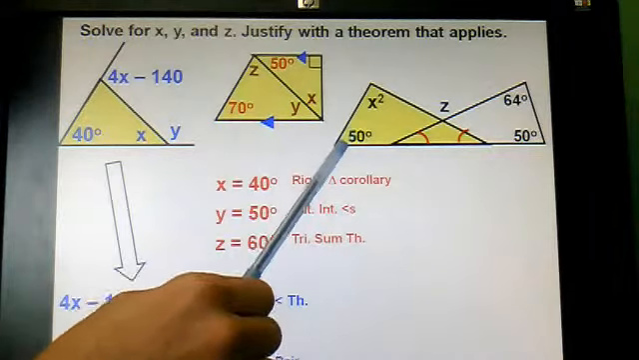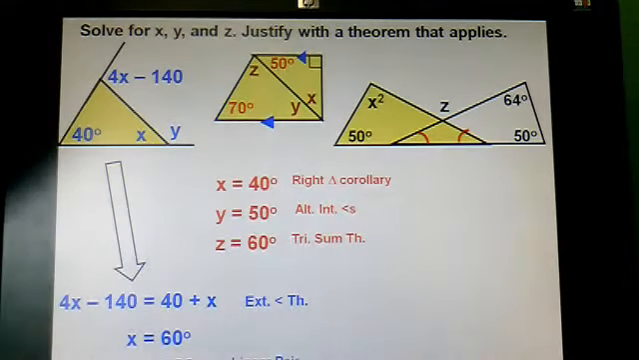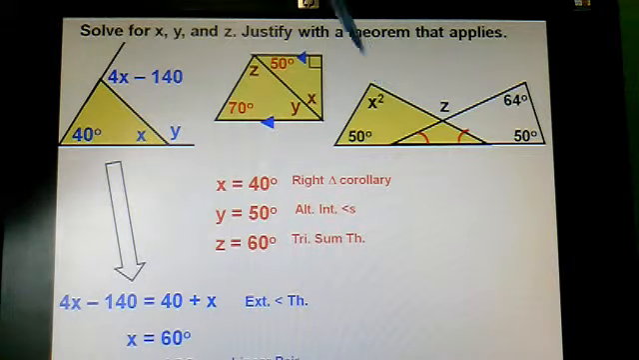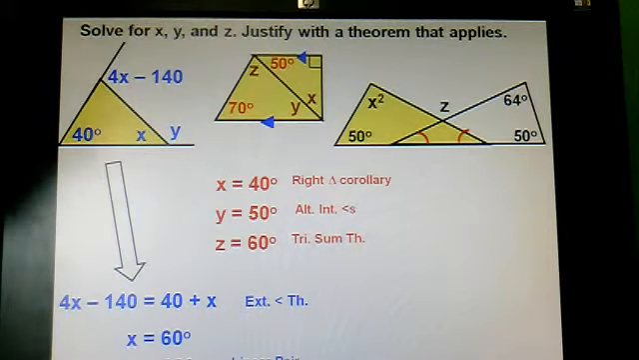The angle on the left is 50. The angle on the right is 50. Top angle on the right is 64. You're trying to find z, which is out here, and you're trying to find the value of x. Again, it's a good time to pause and try it on your own. This took us probably 5-10 minutes to talk about in fourth period today. So this is one I'd take your time, think it through.